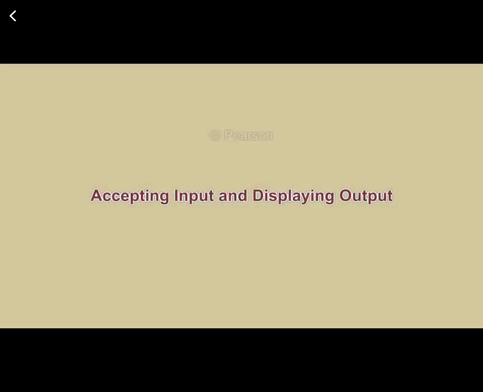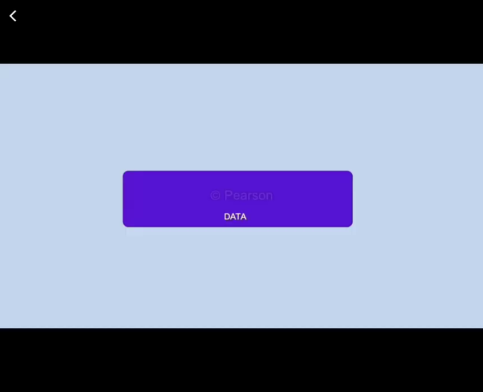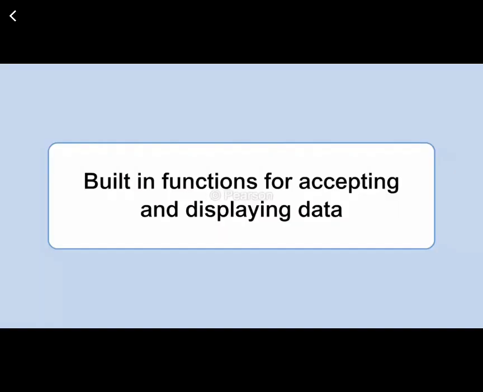Accepting input and displaying output. Every program requires data for processing. This data may be accepted from the user, processed, and then displayed as output. Every programming language has specific statements to accept and display data. Python uses certain built-in functions for the same.